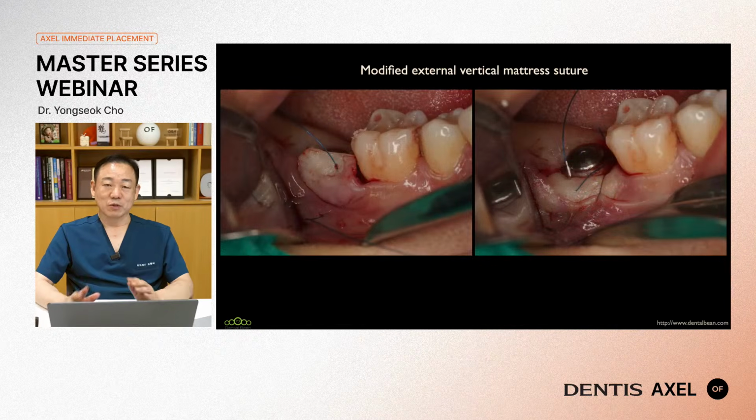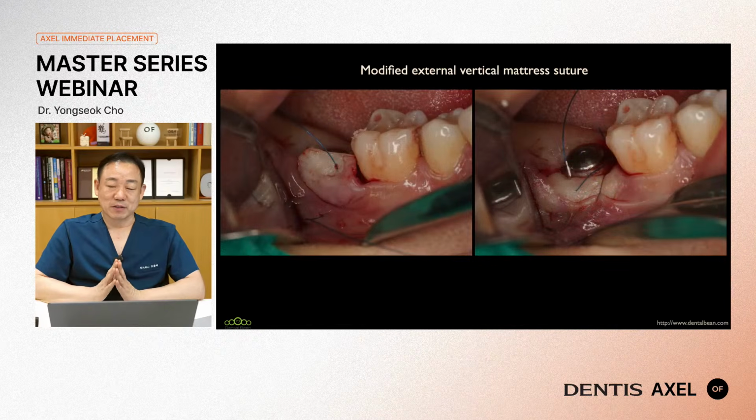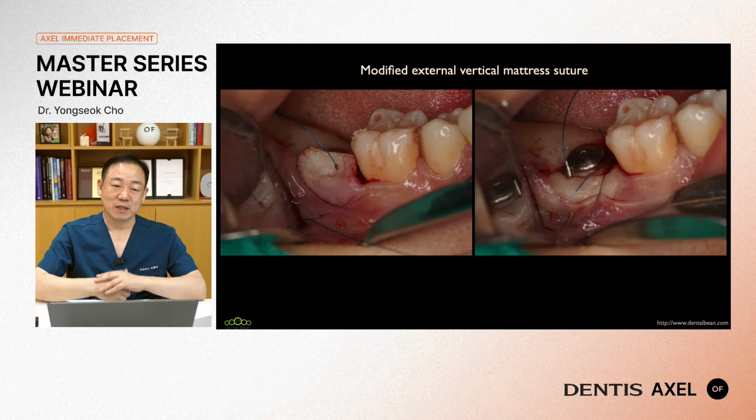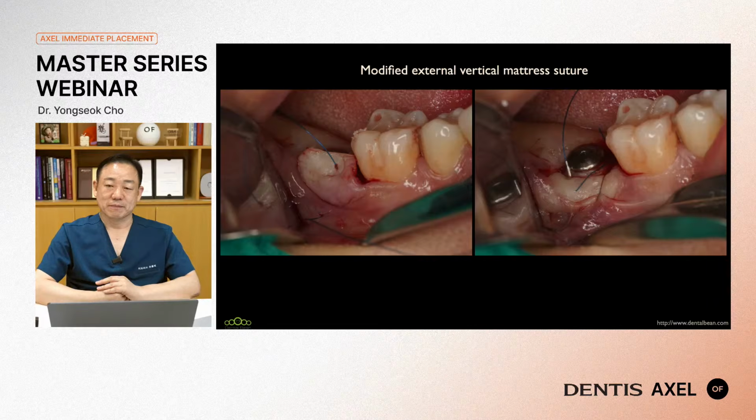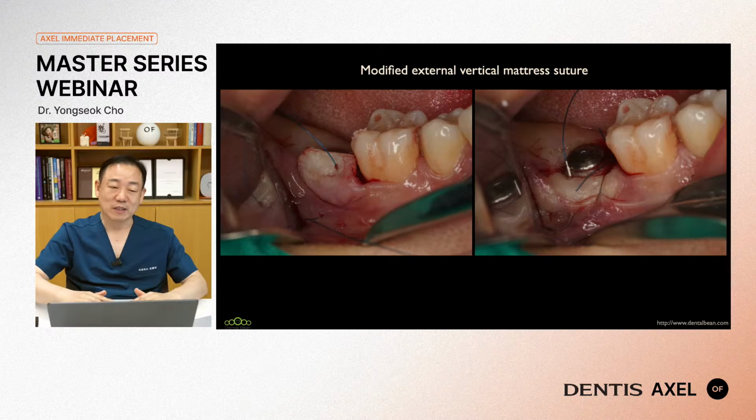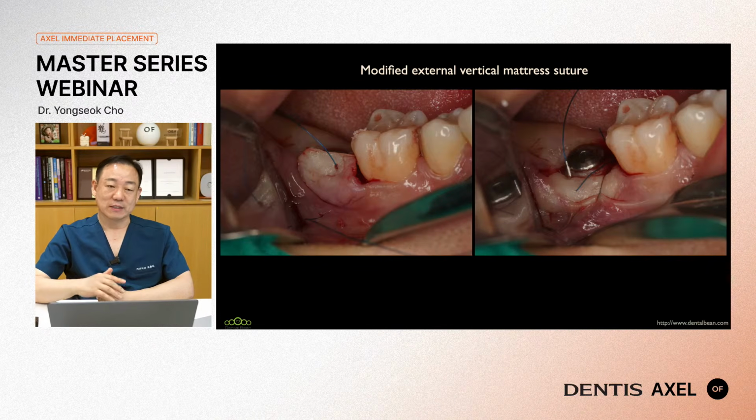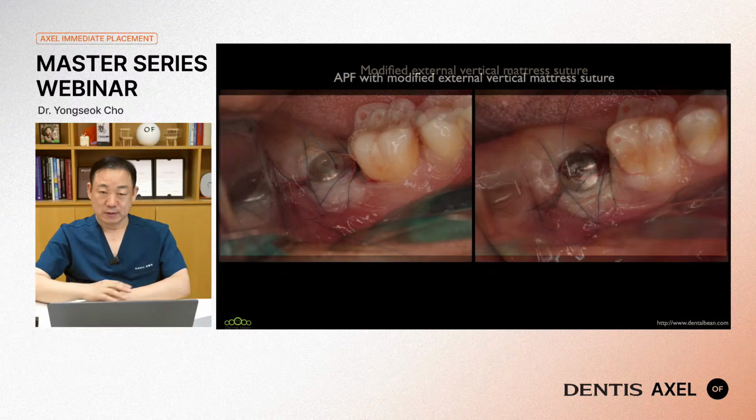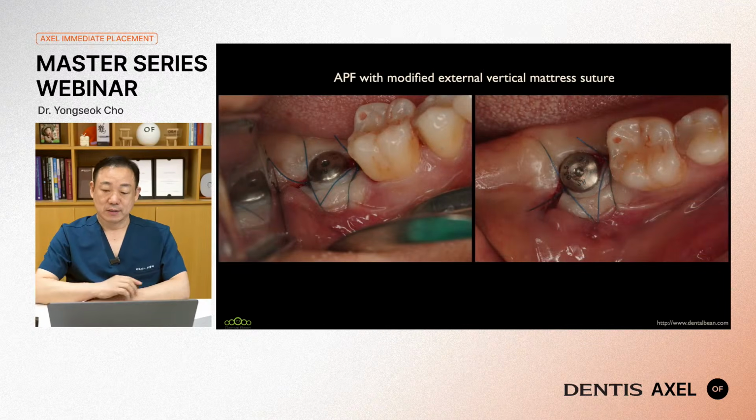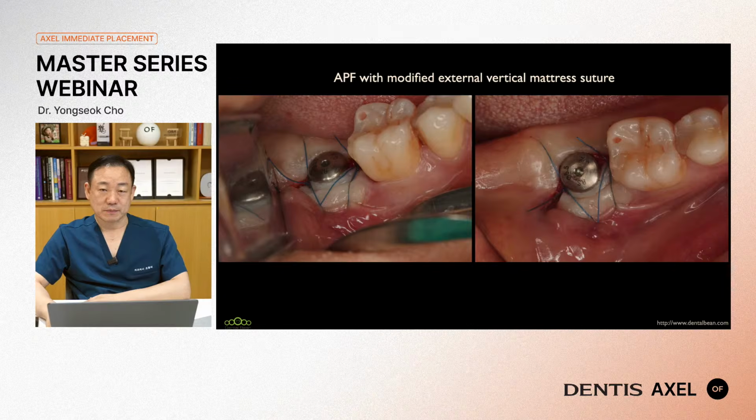Here I performed the modified external vertical mattress suture, which enables an apically positioning flap. Okay, the flap will move downward instead of coronally. Okay, like this. Look at the video of this case.